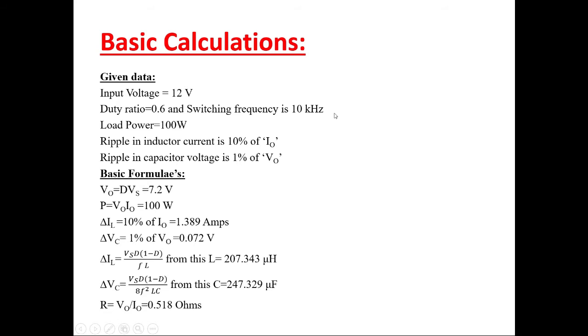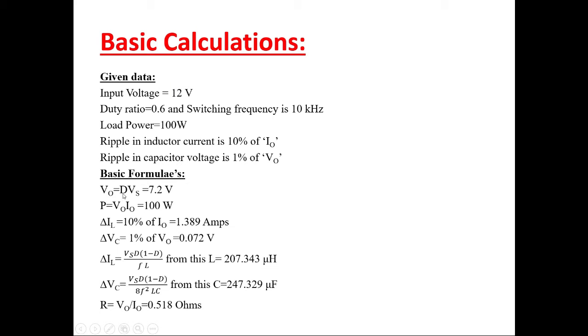So these are my basic calculations regarding the buck converter. This is my data corresponding to the buck converter. Input voltage is 12 volts, duty ratio is 0.6, switching frequency is 10 kilohertz, load power is 100 watts, ripple in inductor current is 10% of I0, means load current, and ripple in capacitor voltage is 1% of output voltage.